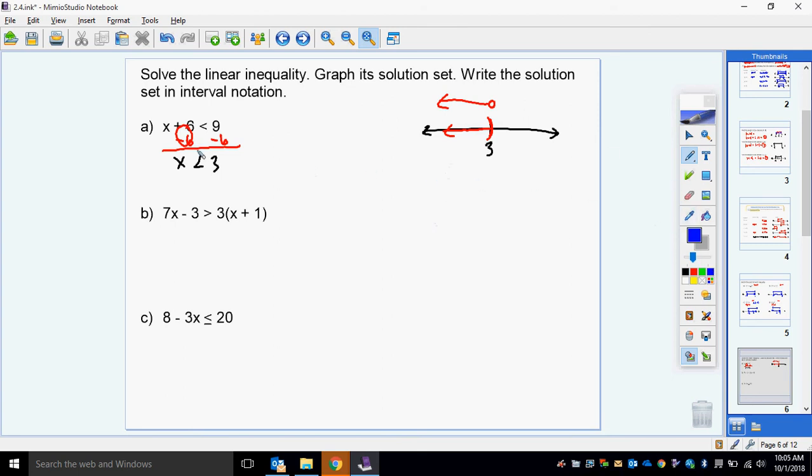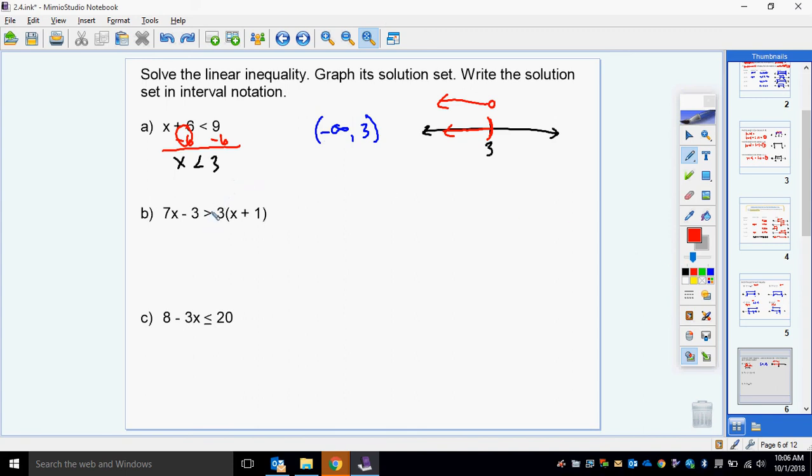Interval notation, you could go back and check your notes. But basically we have a parenthesis at 3 and it goes back to negative infinity. And infinity is always going to get a parenthesis. Okay, so this is showing you the solutions to this graph. Never put a bracket on infinity. We can't bound infinity in either direction. It goes on forever.